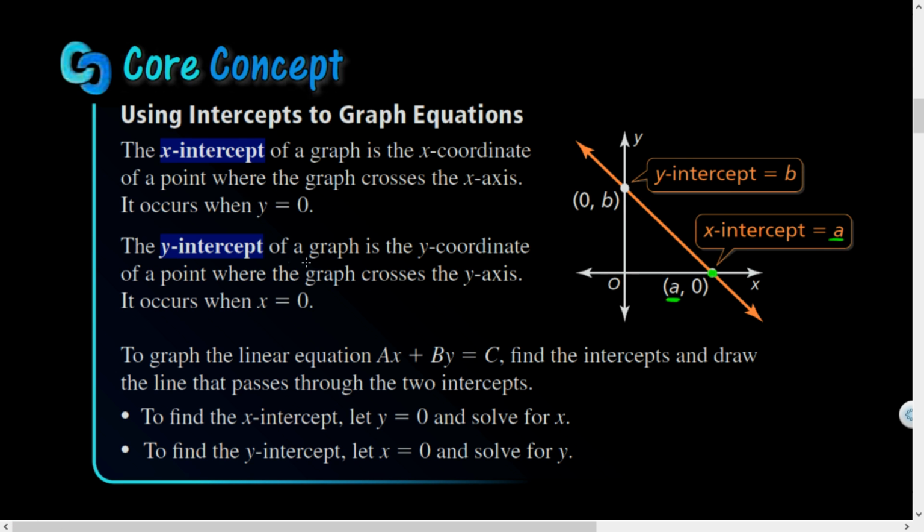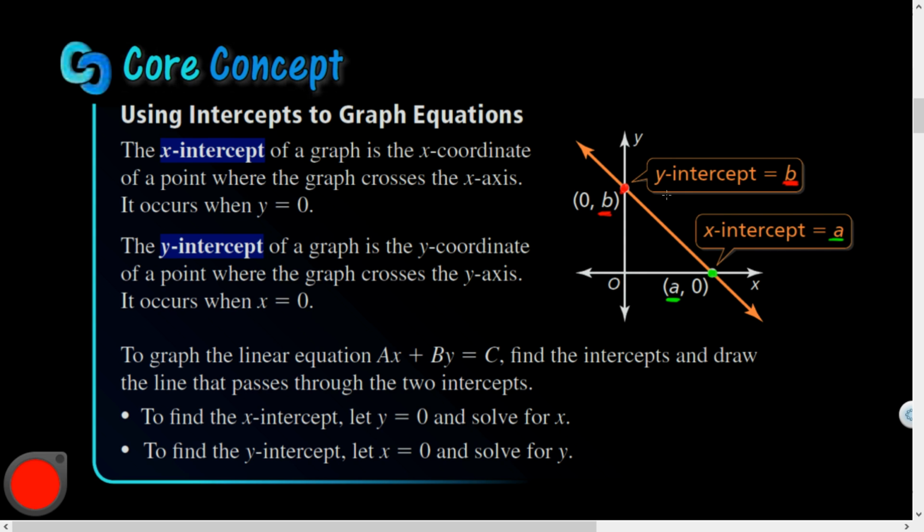The y-intercept is similar. It is where a graph crosses the y-axis. So notice, oh, I thought I chose red. No, I didn't. So here is that point. The y-coordinate is b there, and so the y-intercept is that value b.